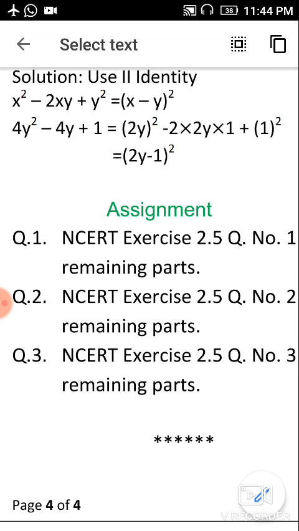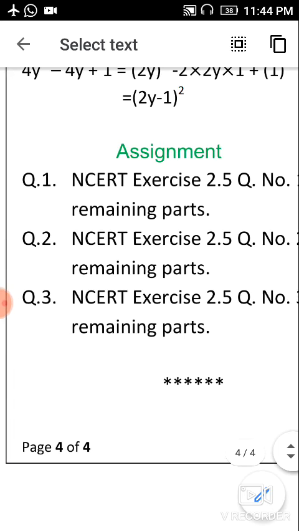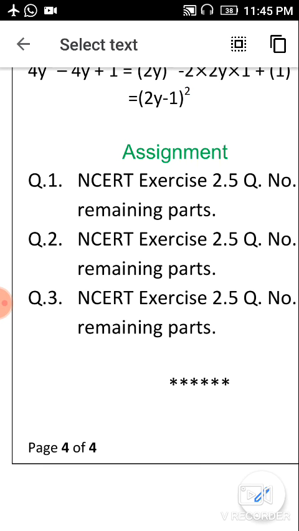Now your today's work: you have to solve question number 1, 2 and 3, the remaining part of exercise 2.5.